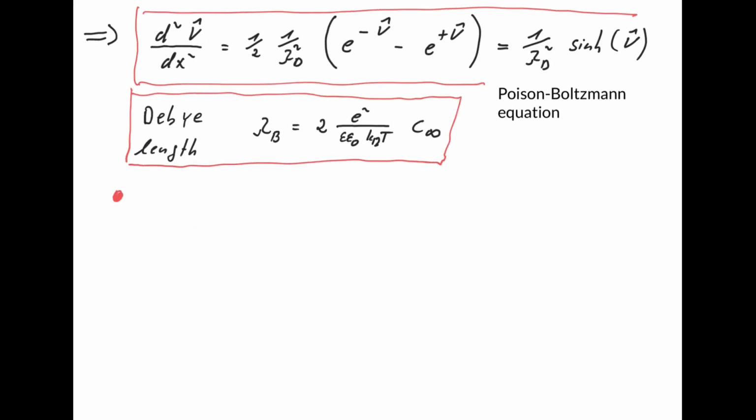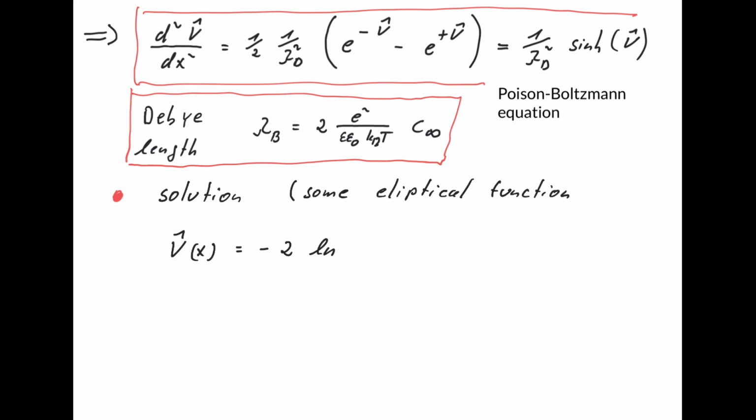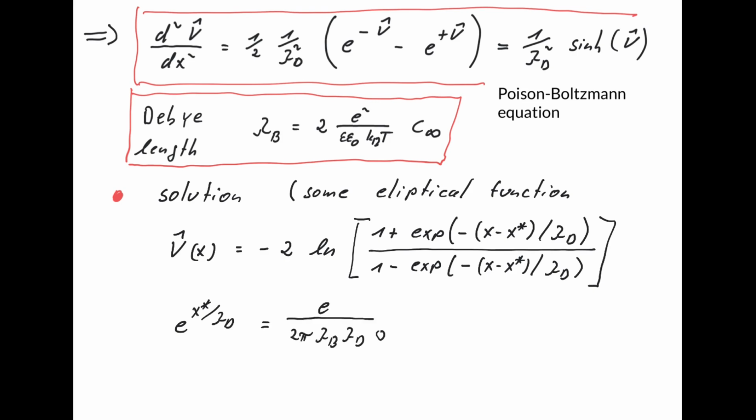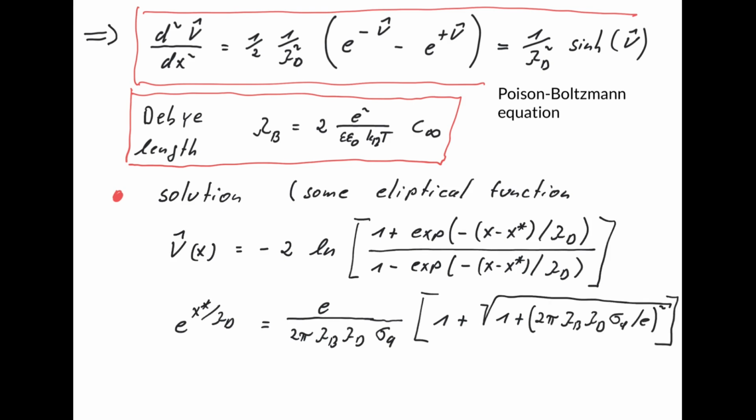Now the Poisson-Boltzmann equation for that particular configuration can actually be solved analytically, and will lead to some elliptical function, which is a fairly complicated function in terms of the reduced potential v of x, which I display right over here. The potential is dependent on various parameters.